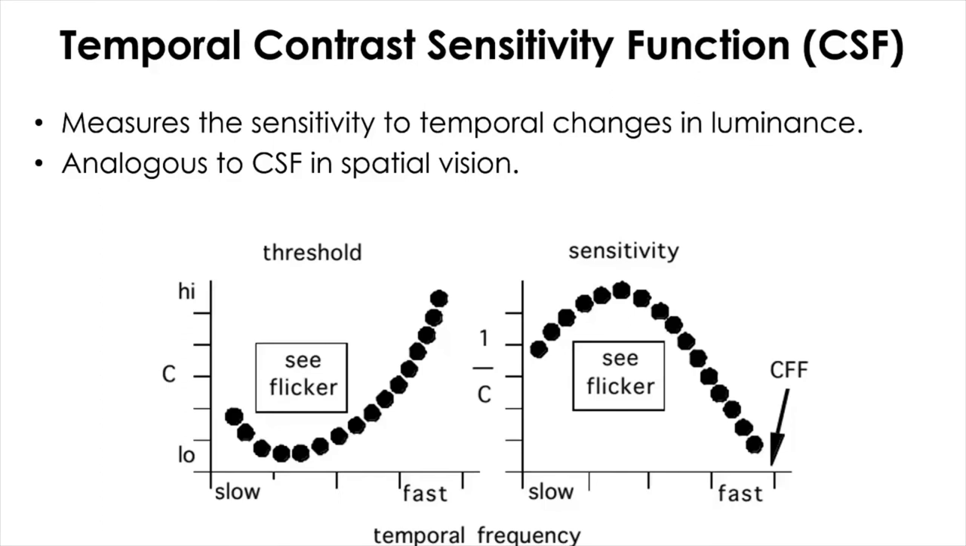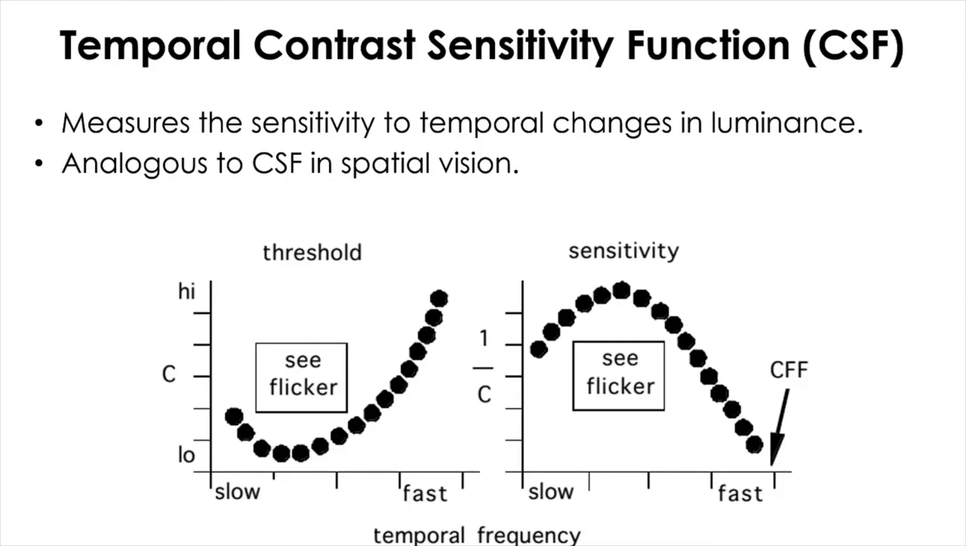In the spatial domain, spatial vision was characterized by the contrast sensitivity function. To study how the visual system perceives changes in luminance over time, we need to test the eye with temporal sinusoids with various contrast and temporal frequencies. This leads to the concept of a temporal contrast sensitivity function, which plots the limits of our ability to perceive flicker as the stimulus varies in terms of temporal contrast and frequency. In many respects, the spatial and temporal contrast sensitivity functions are very similar.